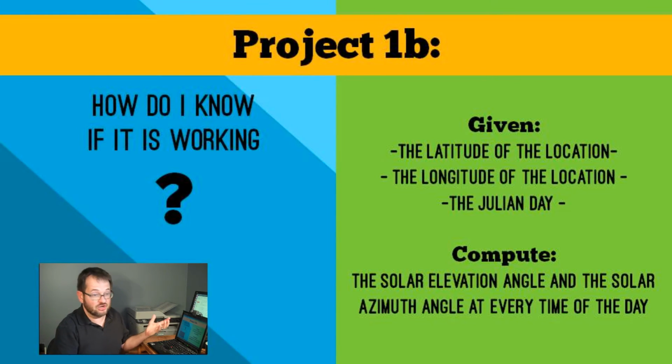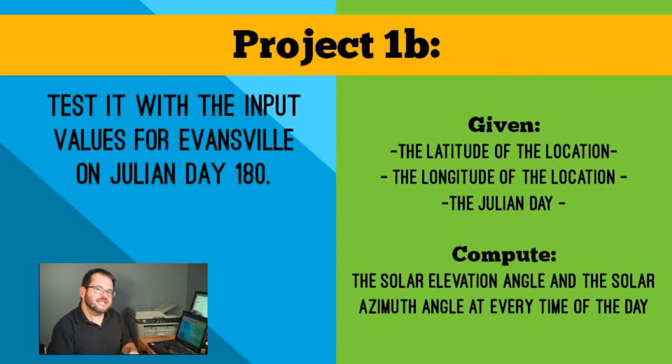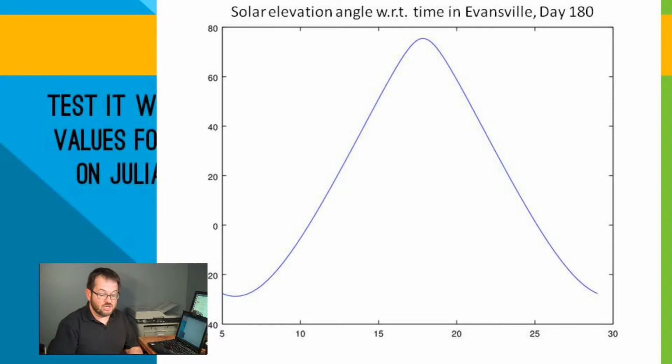The question is, how are you going to know if it's working? Test it using the values for Evansville on Julian day 180. I give you the latitude and longitude, or feel free to look them up. Once your program has run, make a plot of T, UTC, in hours versus your solar elevation. I did that right here, and I get a little graph that looks like this.